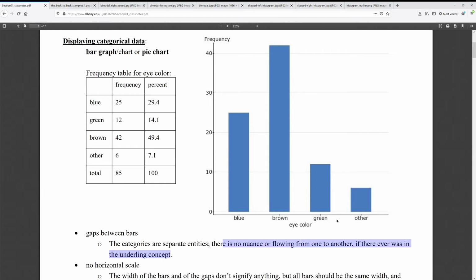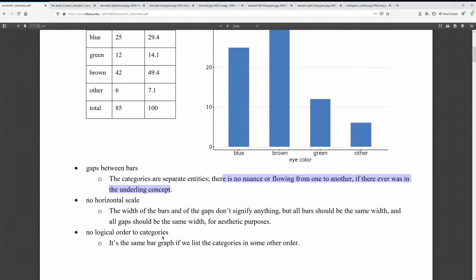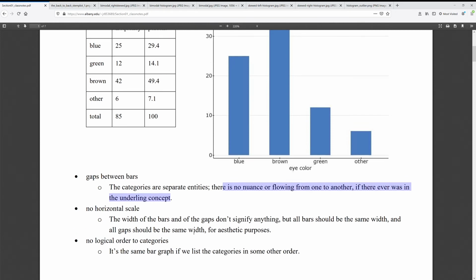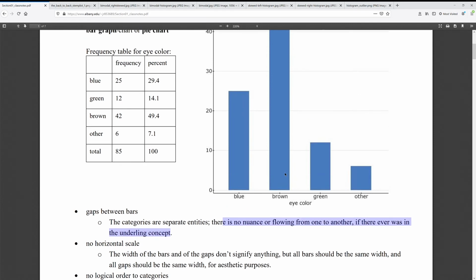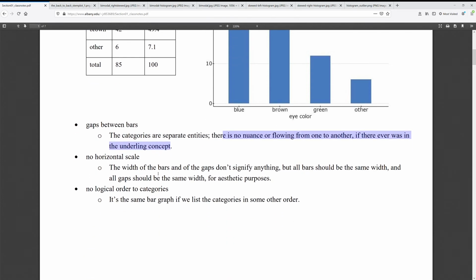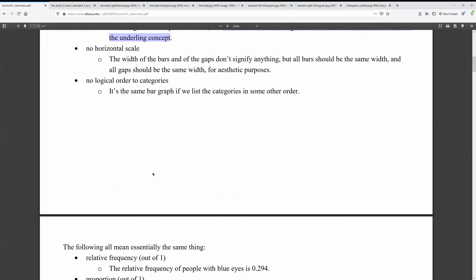What's the bottom line? Looks nice, looks nice, looks nice. Arbitrary subjective choices on our part. There is no logical reason to do it in this order rather than any other order. So there's no logical order to the categories. It's basically the same bar graph if we list the categories off in some other order. Of course, the brown one should still be the tallest and the other should still be the shortest, whatever order they're in. So that's really it for categories. The only other thing you could do with categories is a pie chart.